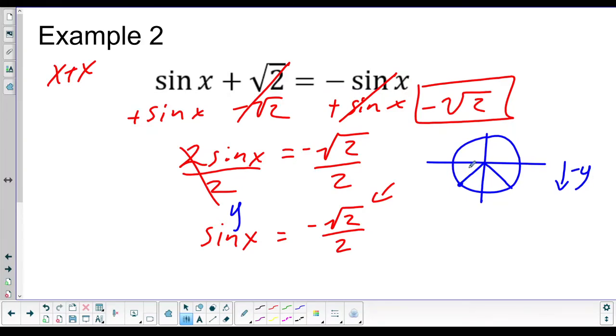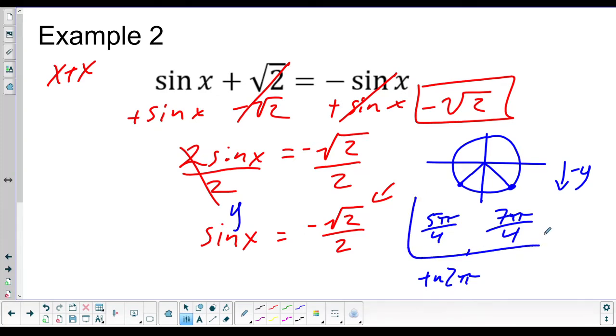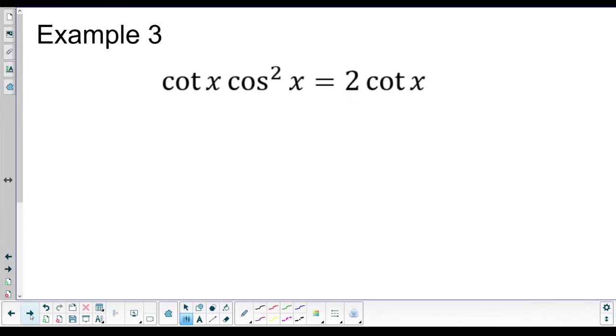So this one right here is 5 pi over 4. And then this one right here is 7 pi over 4. Okay. So again, we could add the plus n times 2 pi to both of these to make them super general. But as long as we get all the solutions in the first 2 pi, I'm going to be happy with that for right now. All right, let's look at another one.